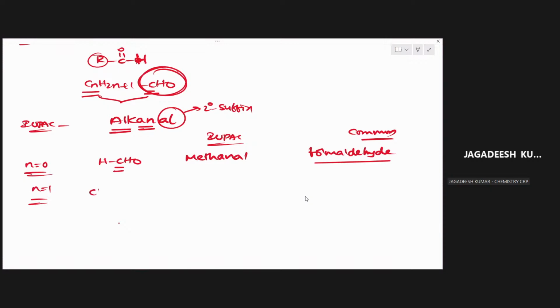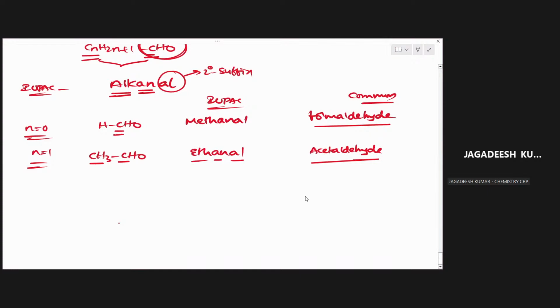If I am taking n equal to 1, CH3CHO. Here, how many carbons in the longest chain? Two carbons, and two carbons means eth, so ethanal. But the common name is acetaldehyde. Clarity here? Like this we can write IUPAC names for aldehydes for any number of carbons you take.